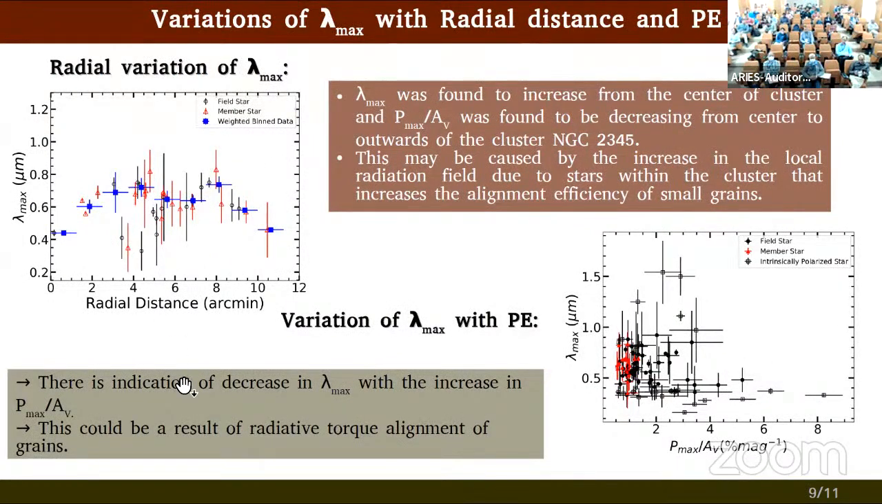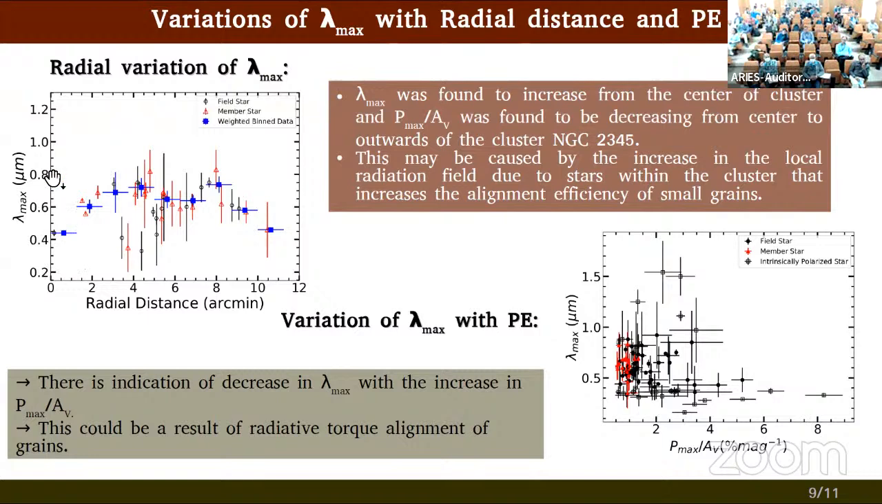So here is the variation of lambda max with radial distance. The core radius of the cluster was around 4 arc minutes. So inside the core radius, we have found that lambda max increased from the center to the core radius of the cluster. Additionally, we have also found that the polarizing efficiency, P max by A_B, was higher near the center of the cluster. So this shows that there is an increase in the local radiation field due to stars in the cluster that increases the alignment efficiency of the smaller grains.